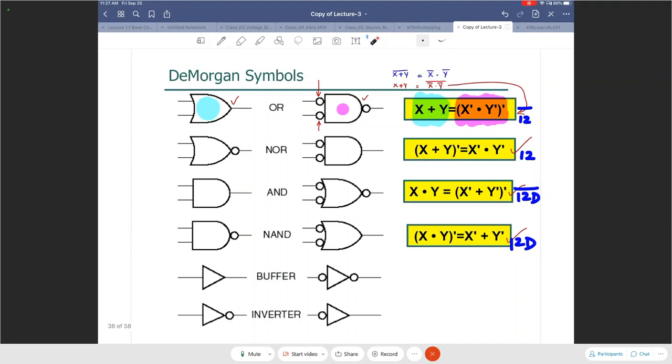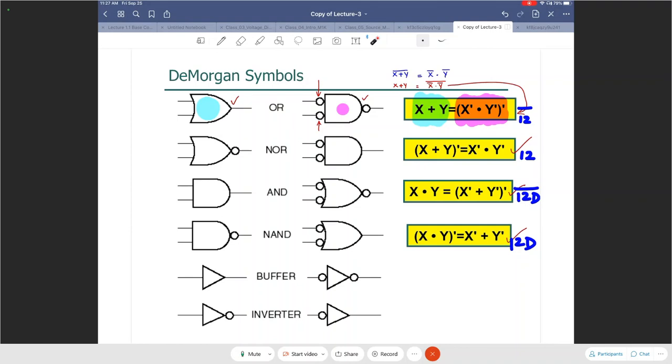Now for a buffer, how would I represent an alternative symbol? I can put two bubbles here, one on the input side, one on the output side, and that would represent a buffer. For an inverter, I could have the bubble at the output or I could have the bubble at the input. Now, why are these important? These are important because as you are pushing bubbles through, you may want to cancel out certain bubbles that you don't need. And these symbols can help with that.